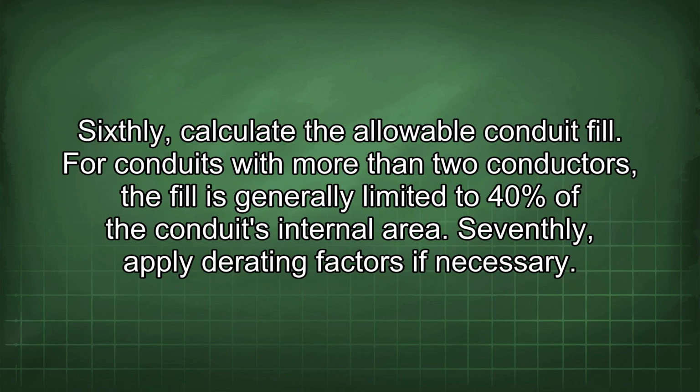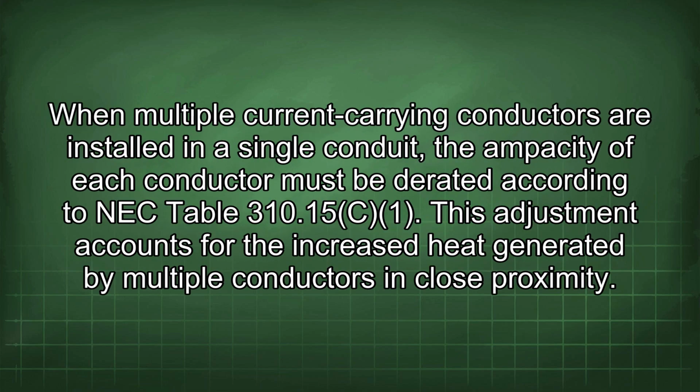Sixthly, calculate the allowable conduit fill. For conduits with more than 2 conductors, the fill is generally limited to 40% of the conduit's internal area. Seventhly, apply derating factors if necessary. When multiple current-carrying conductors are installed in a single conduit, the ampacity of each conductor must be derated according to NEC Table 310.15. This adjustment accounts for the increased heat generated by multiple conductors in close proximity.